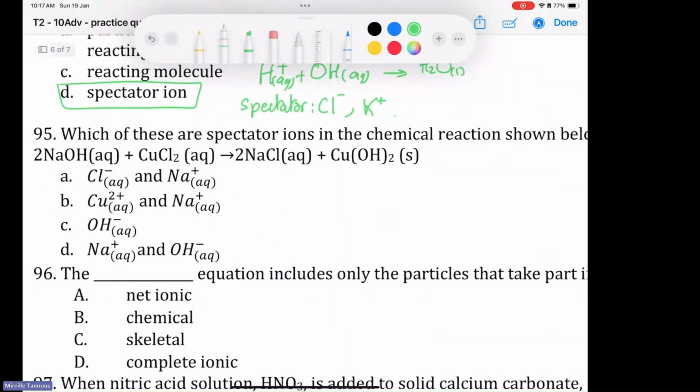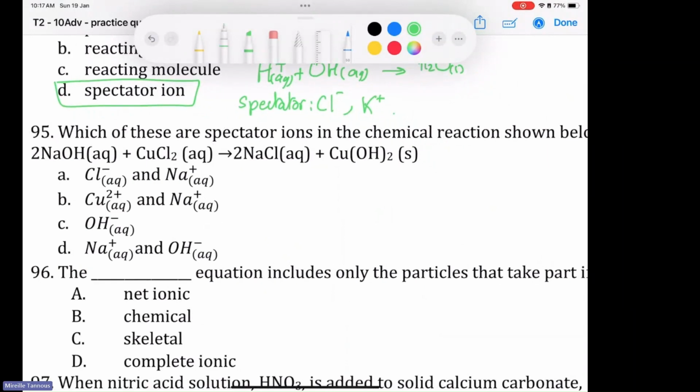Again, another question. NaOH, I'm going to show it over here. Na plus, I spread it. Aqueous, meaning I break them. I write the ions. Na plus, OH minus.